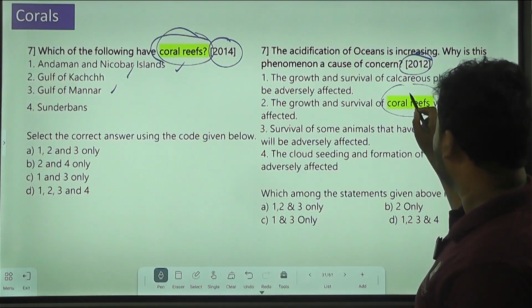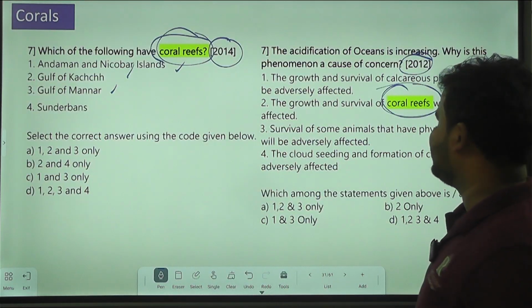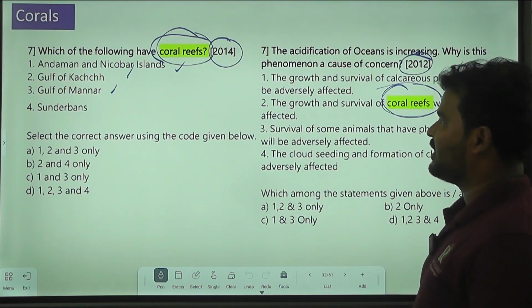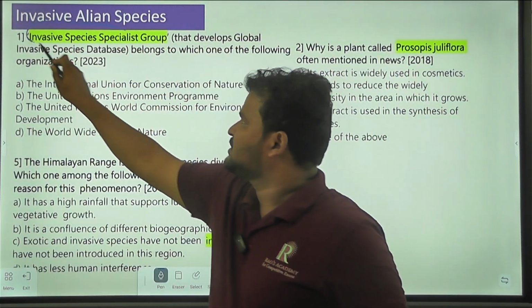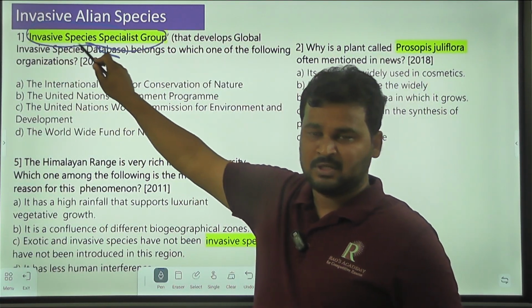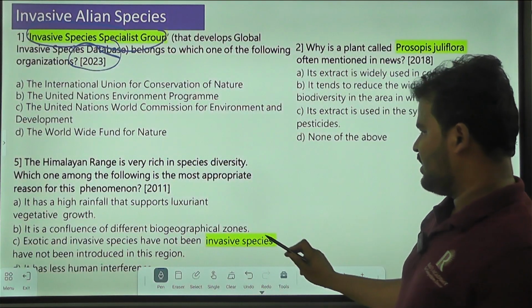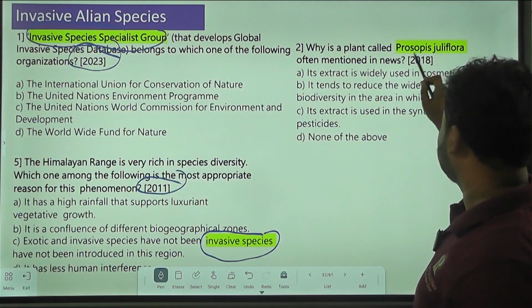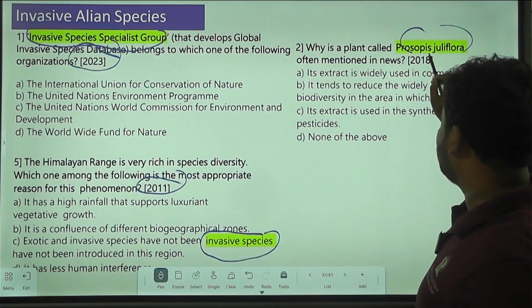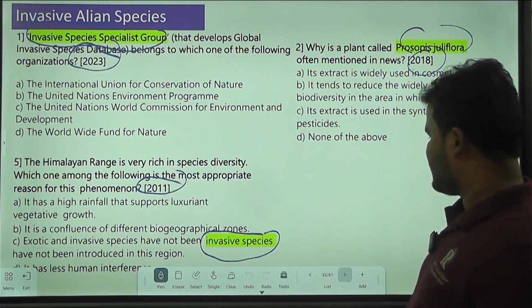And again, a question related to coral reefs in the year 2012, and invasive alien species, like the Invasive Species Specialist Group, a question in the year 2023. And again invasive species, a question in the year 2011, and Prosopis juliflora, a question in 2018.